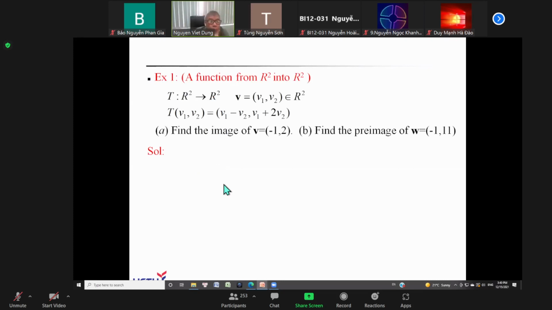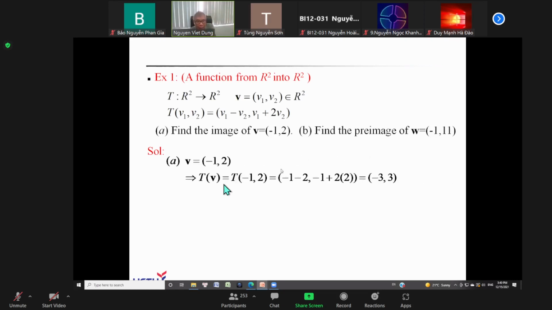And here is some example. Now we consider a function going from R2 into R2. The function is given by the formula like that. T of a vector v with two coordinates v1, v2 is given by that. Then you are required first to find the image of v, if v has coordinates -1 and 2. And the second one, you need to find the pre-image of w with w equal -1 and 11.